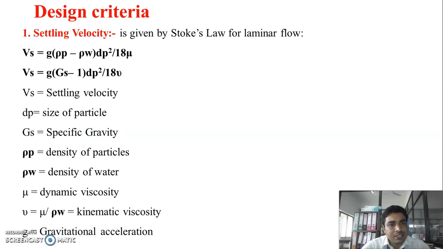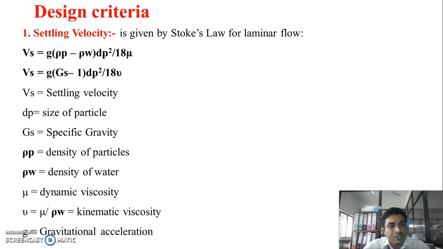Now see, first one is the settling velocity. This settling velocity we can calculate by using Stokes law, which is given for laminar flow. Settling velocity is represented by V suffix S. So Vs is equal to g into (rho suffix P minus rho suffix W) into dP square divided by 18 mu.